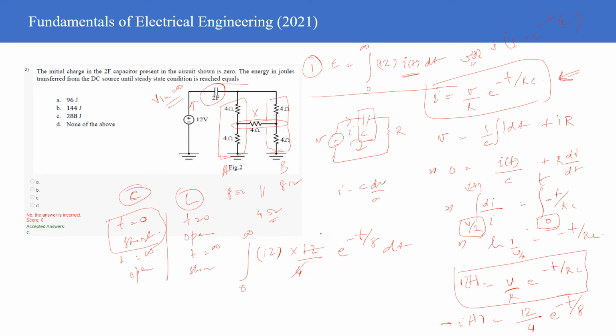This is 36 into 8. So if you are going to integrate it, this will become 36 and this will become e to the power minus t by 8, 0 to infinity, right? So this is going to give you 288 joules. So that is going to give you the answer as option C, right? And that is the answer, right?